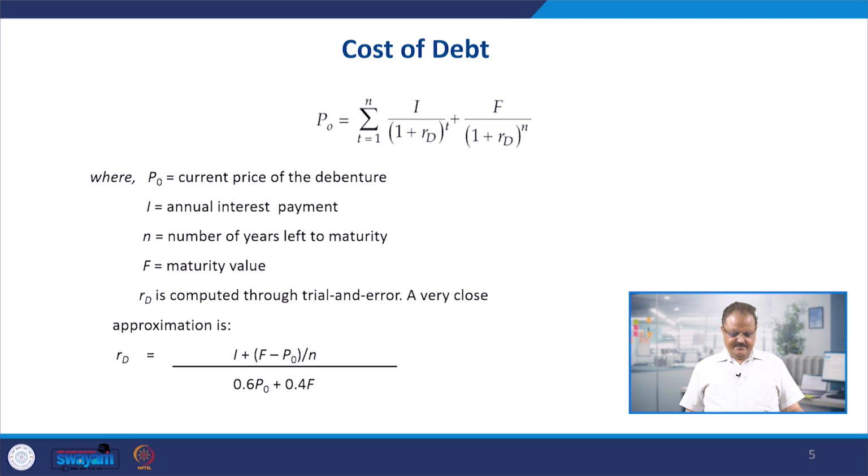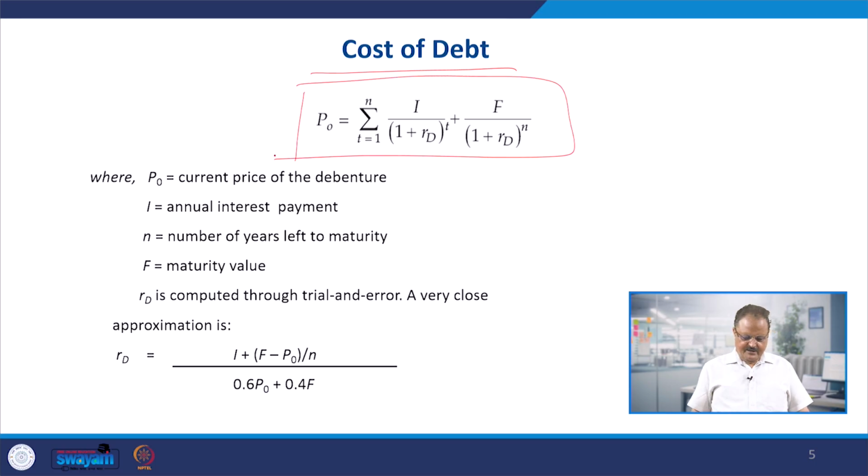And in this case, first of all, we are going to learn about the cost of the debt, how to calculate the cost of the debt. So, for calculating the cost of the debt, you have to use this model, right. The model is P0 is equal to sigma I divided by (1 plus RD) power t, plus F divided by (1 plus RD) power N, right.